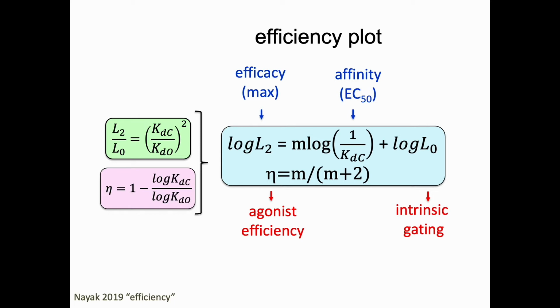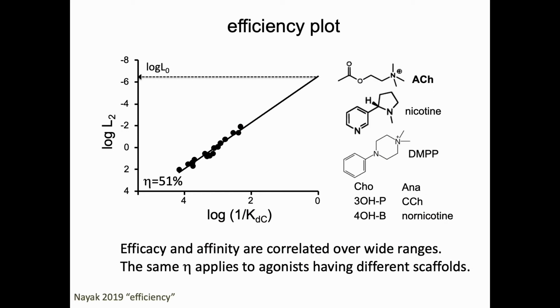And you can get them very simply from dose response curves using this equation for an efficiency plot, that was first described in this paper shown down below. So here's an efficiency plot for a bunch of acetylcholine agonists. Some of them are shown on the right here. Each point in the plot is a complete dose response curve where we measured L2 and KDC and put it on a plot. And you can see it does fall on a straight line for all of these agonists.